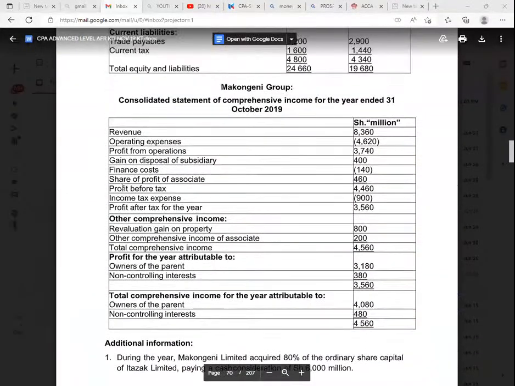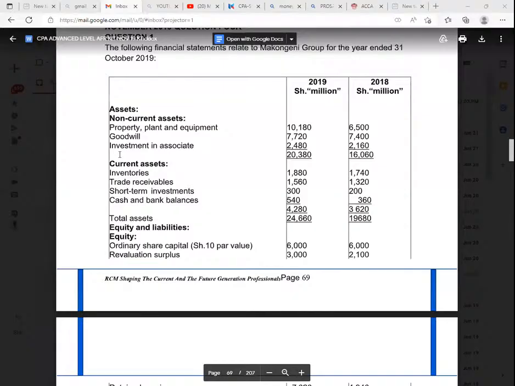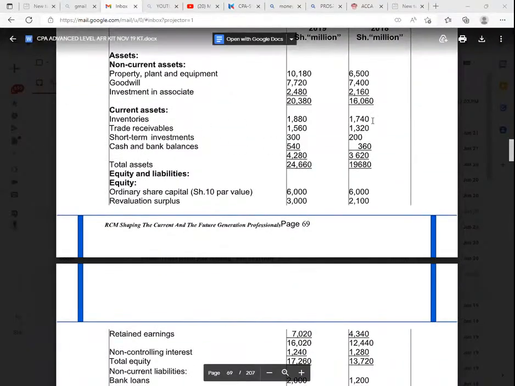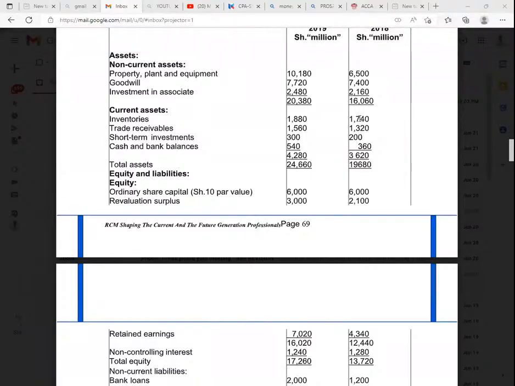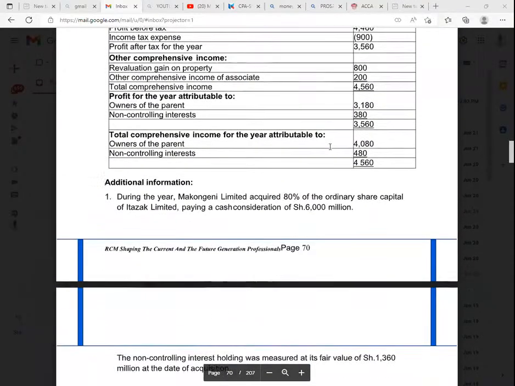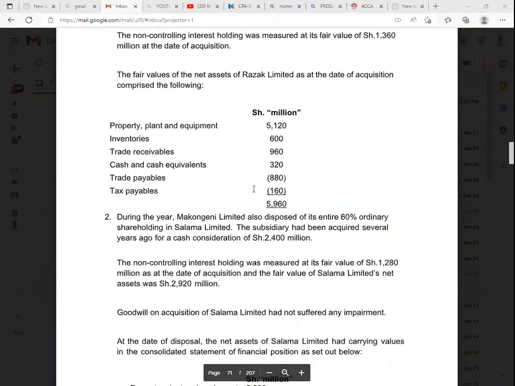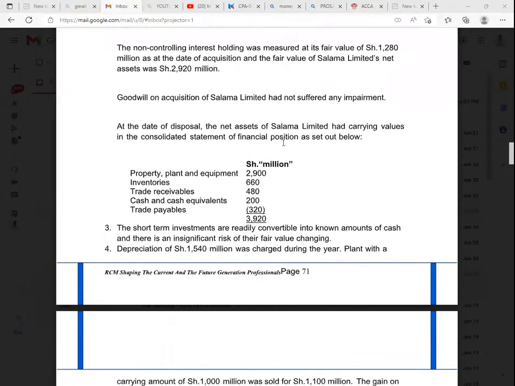So for inventory, I can see the opening is 1740, but for the opening, I must always add the inventory of the acquired, minus the closing, minus the inventory of the subsidiary that was sold. So if you have picked these, I would want to show you that we have inventories of Razaki, which came on board of 600, minus the inventories of Salama of 660 that were sold.